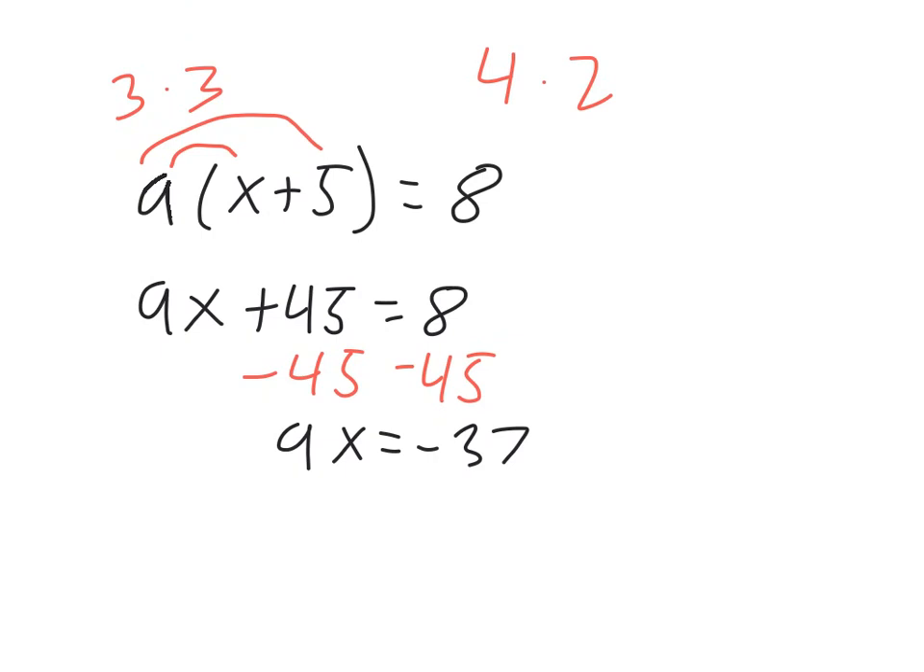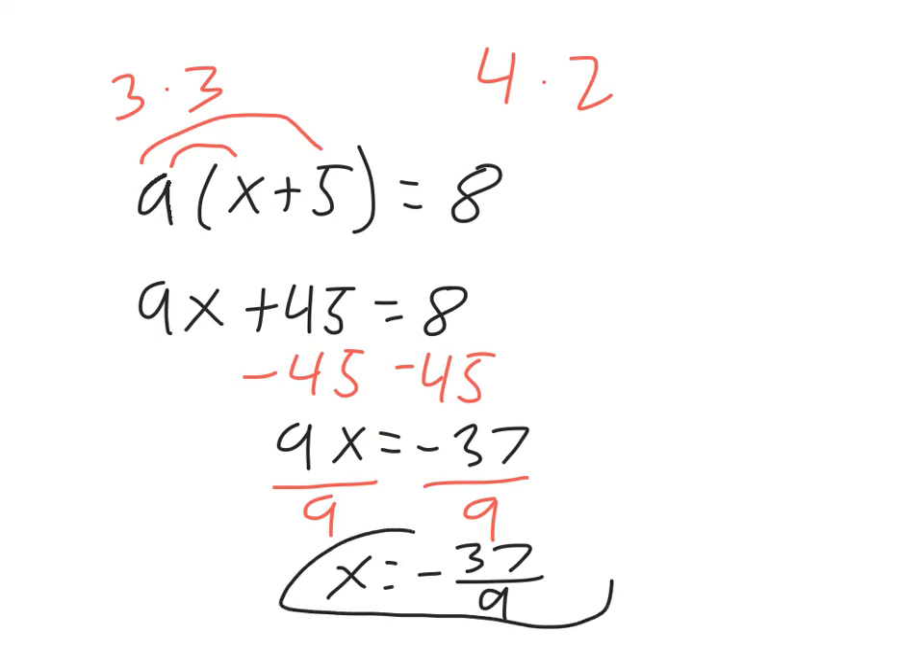Then we want to take 9x and divide both sides by 9. And that gives us x equals negative 37 over 9. And again, it can't be reduced, so it's fine if you leave that as your answer. I actually prefer fractions over decimals, so feel free to leave that as your answer.